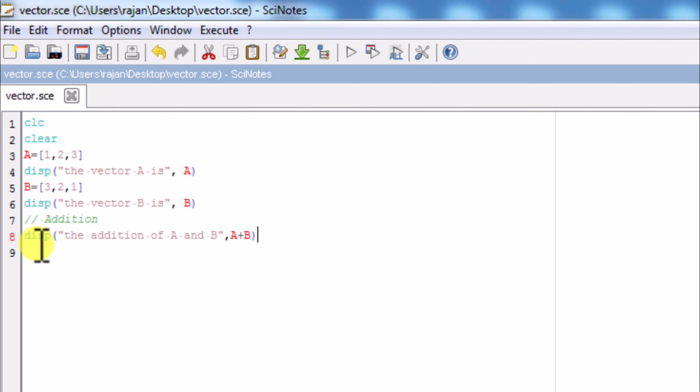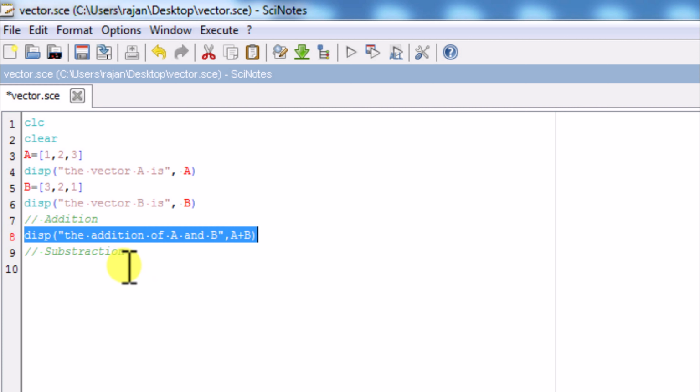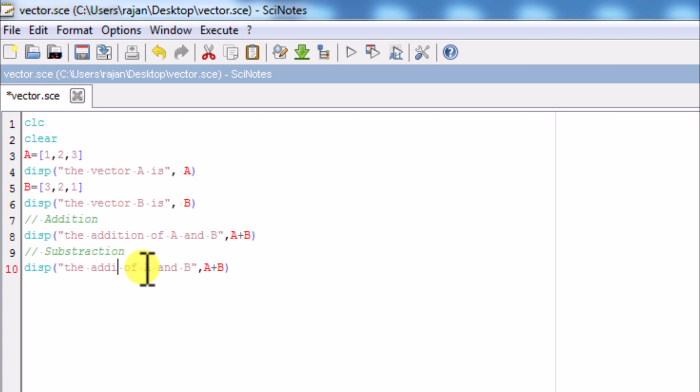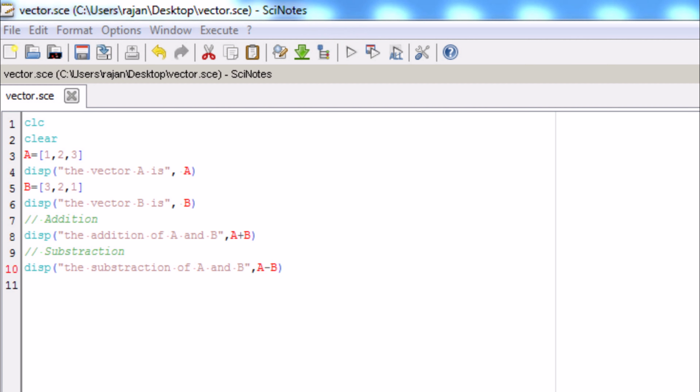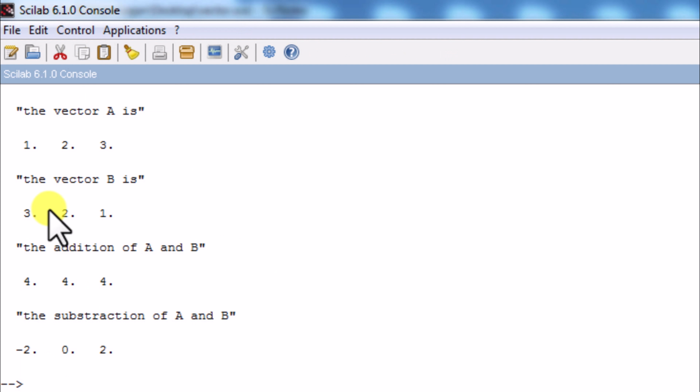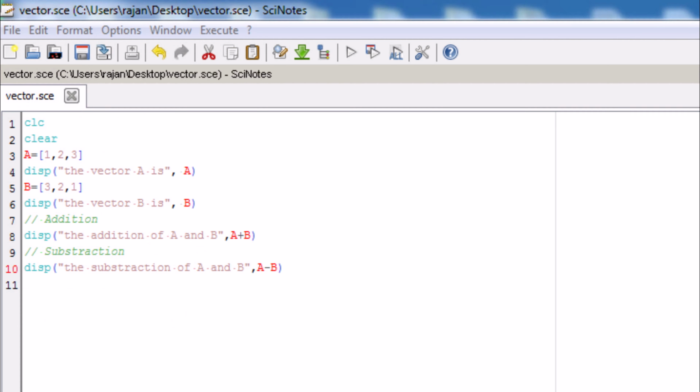Now the next one is subtraction. And for that we will do this. Let us copy paste. We will write here subtraction. Okay, depending upon A minus B or B minus A, both we can calculate. So again we will display the output on the console, and we are getting the same. 1 minus 3 is minus 2, 2 minus 2 is 0, and 3 minus 1 is 2. So this is the difference, or the subtraction, of vector B from A. Okay, so now let us come to the next point.